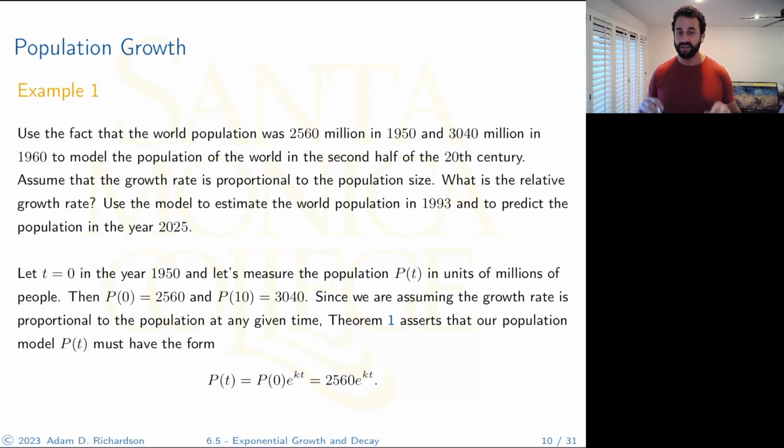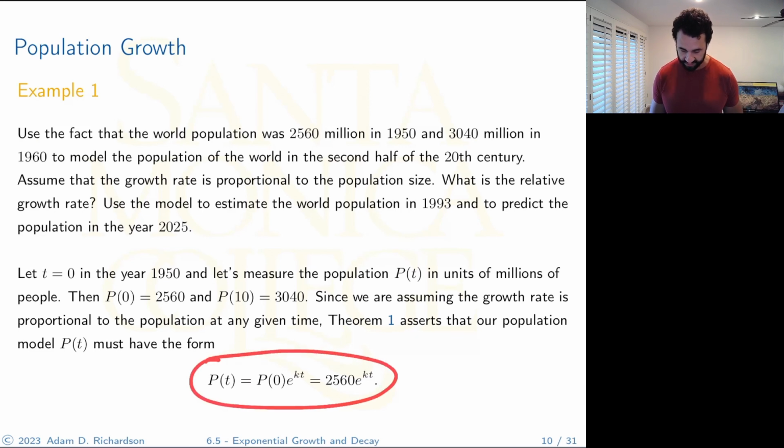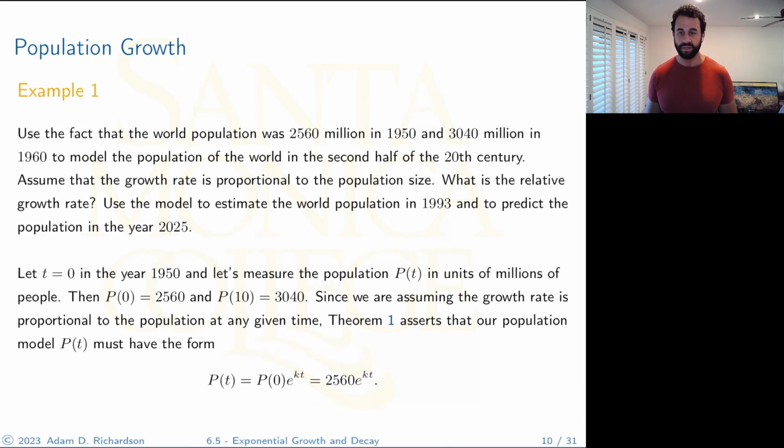Based on the information we're given initially, we know that the initial population is 2560, and then 10 years from then, the population is 3040. That's just using the model that we've set up. Since we're assuming the growth rate is proportional to the population, theorem 1 asserts that our equation has to have this form. This is the law that the population must obey: P of 0, the initial population, times e to the kt, where k is some relative growth rate. So this is where we're at to start.